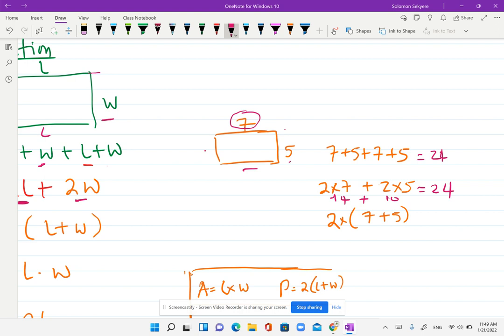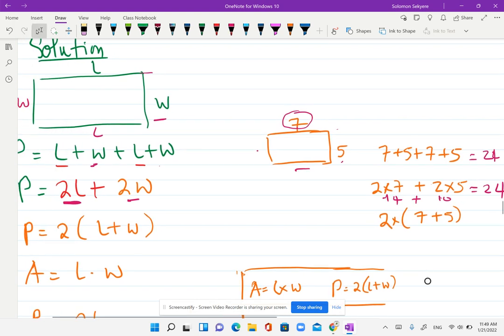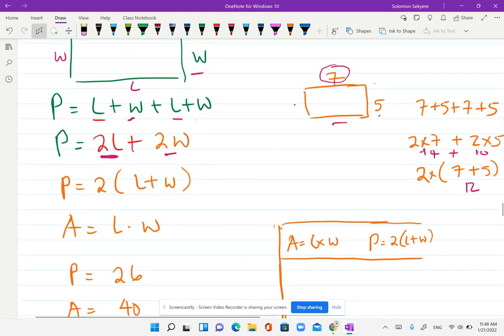Okay, that's another way you can do it. That is 24 too. Or you can say, I'm going to add the length to the width. After that, I will multiply by 2. So you can say 7 plus 5 is 12. And after that, I multiply by 2 and I get 24. So these are three ways you can do your perimeter. So your perimeter is what? The length plus the width. After that, you multiply by 2. And area is length times width, right?